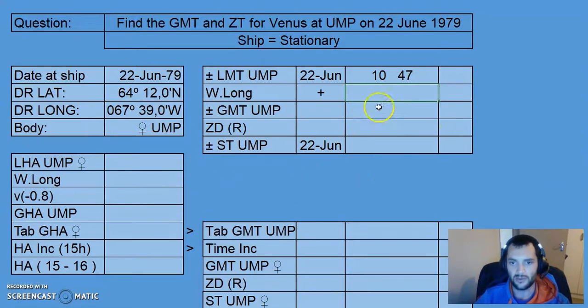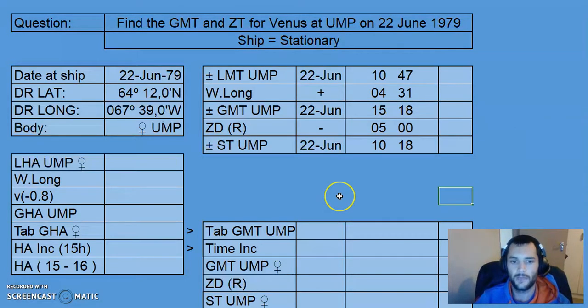Okay, so we'll convert it into a decimal, and we'll divide it by 15 because it's 15 degrees per hour, and that then will give us a time increment. So that time increment there is 4 hours and 31 minutes. That of course will be added to our LMT, and that's then going to give us an approximate GMT for Upper Meridian Passage of Venus on the 22nd of June. The date won't change, and that will then be at 15:18 approximate.